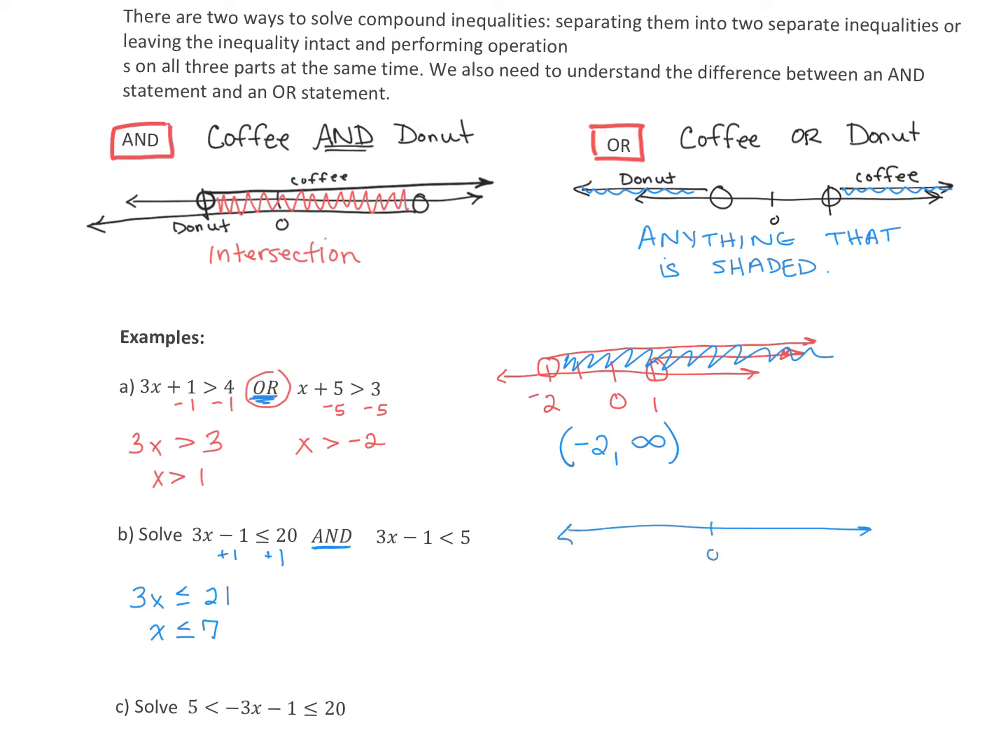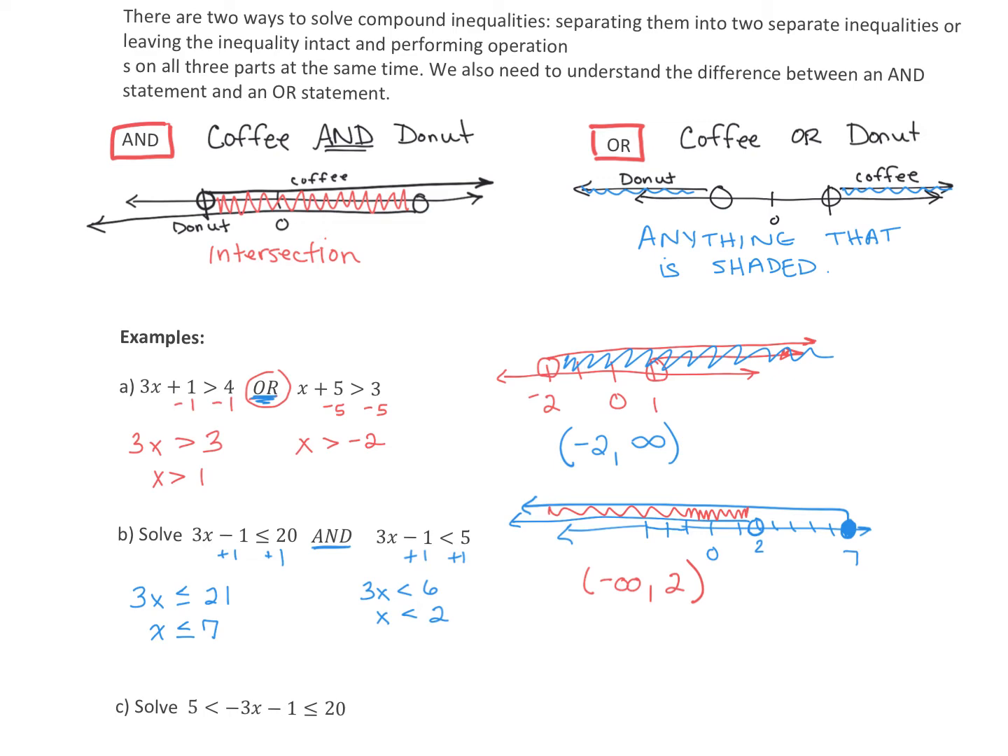So on my number line, here's 7, less than or equal to, so I'm going to color this one in. And then I'm going to solve this next one, add 1. 3x is less than 6, so x is less than 2. Oh, less than 2, not negative 2. So 1, 2, and it's strictly less than. In this case, I want where they overlap because it's an and statement, and that's going to be in here. So that's going to be negative infinity up to 2, parenthesis.